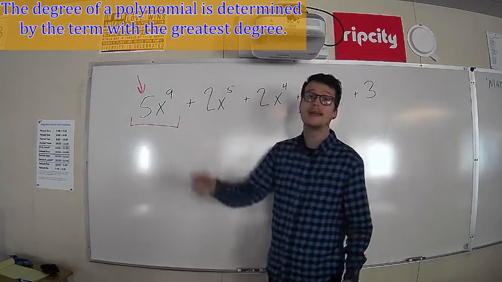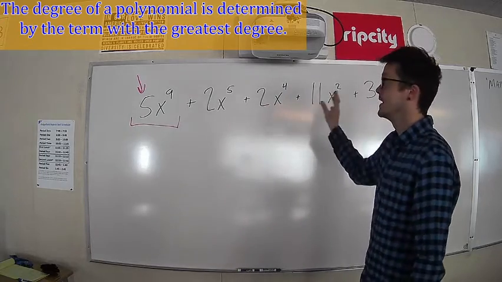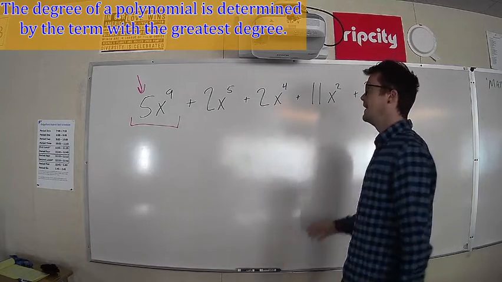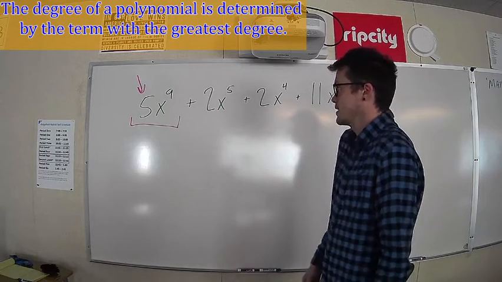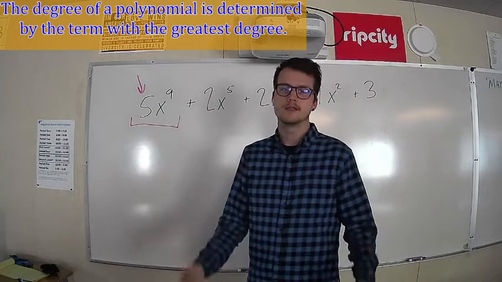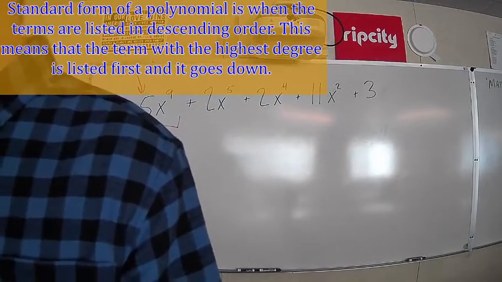Oh, bingo. 9 is the largest exponent that we have. So we say that this here is a 9th degree polynomial. And again, there's nothing special about this particular polynomial. This is just random numbers that I made up, but it shows what we want to show here.